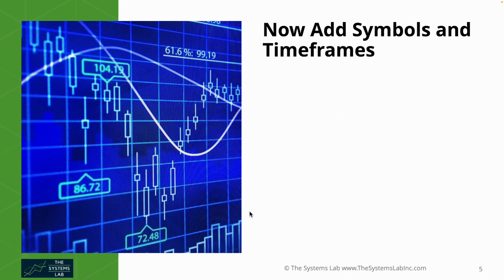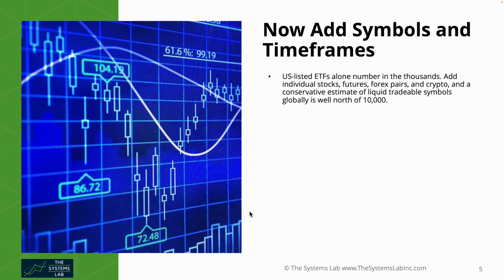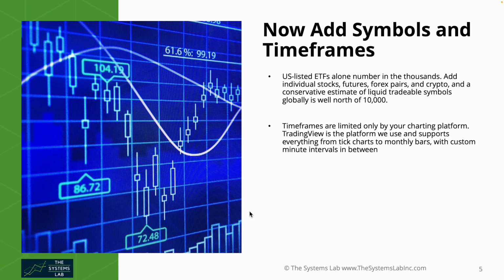Now, if we add symbols and time frames, the number gets even larger. US listed ETFs alone number in the thousands, and if we add individual stocks, futures, forex, pairs, and crypto, a conservative estimate of liquid tradable symbols globally is probably north of 10,000. And time frames are limited only by your charting platform. TradingView is the platform we use, and that supports everything from tick charts to monthly bars with custom minute intervals in between.